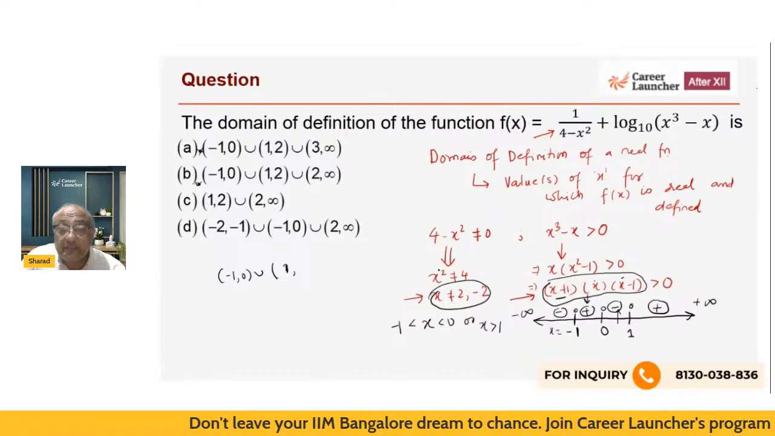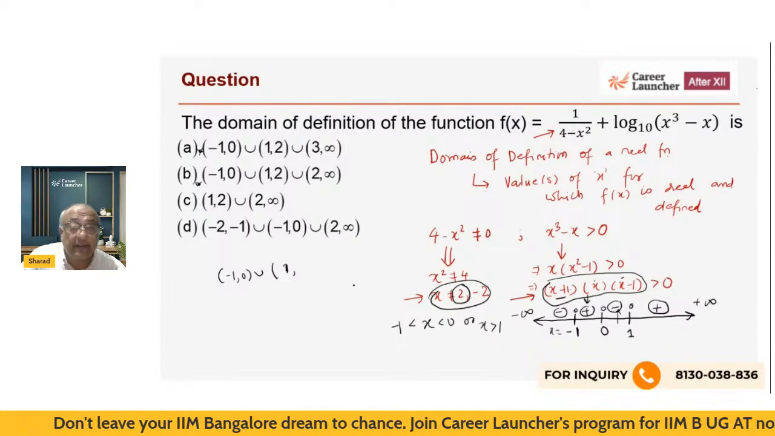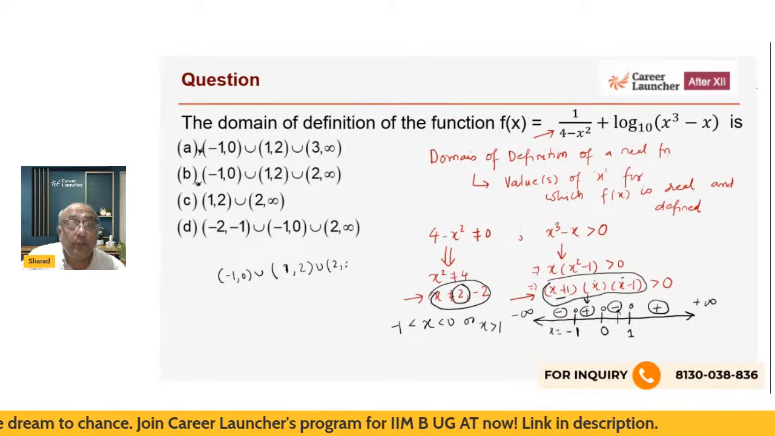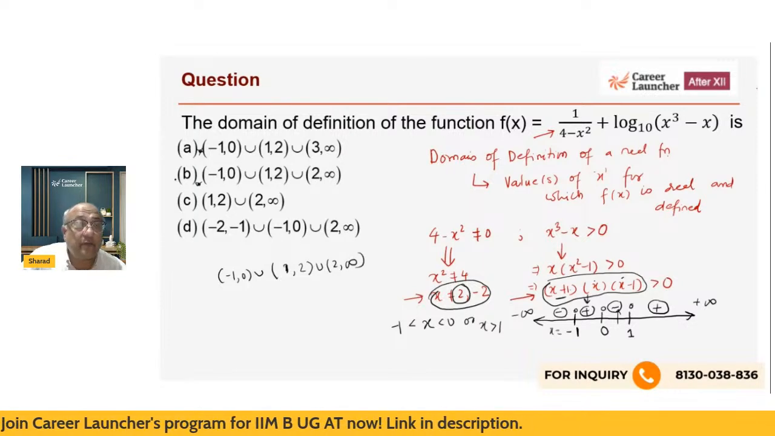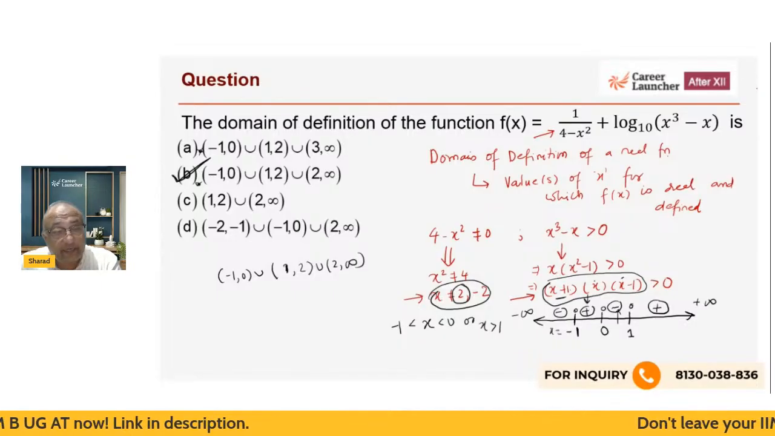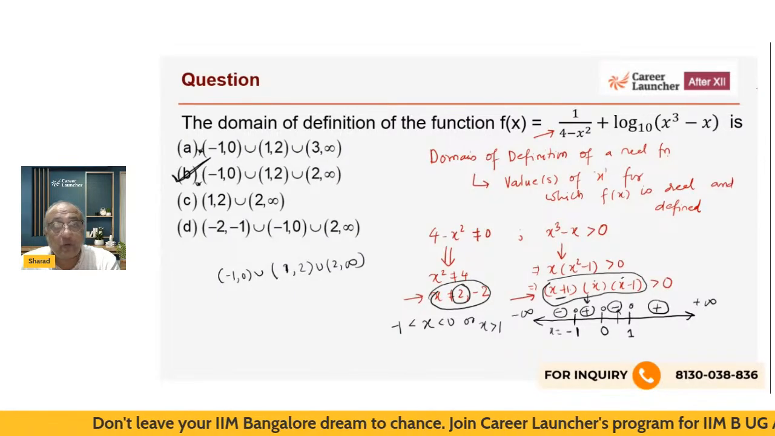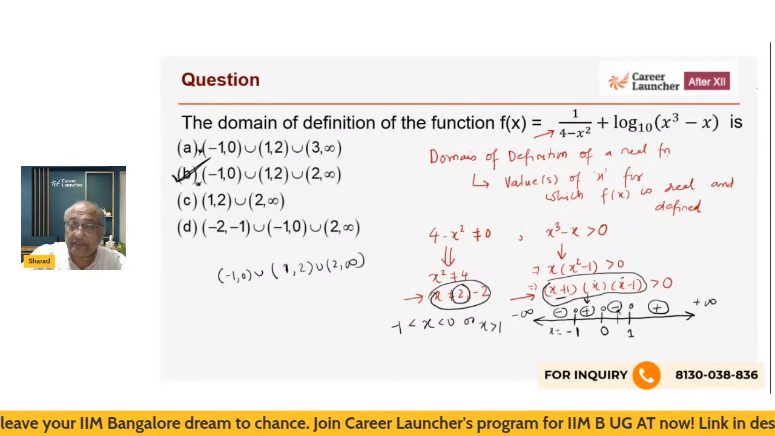But 2 is not there. There is no 2 over here. So this will be 1 to 2 union 2 to infinity. So our final answer is B. Hopefully it is correct. Let me see. Yes, this makes sense. This is a correct answer. Very good. Excellent. Let us go and do the next question.